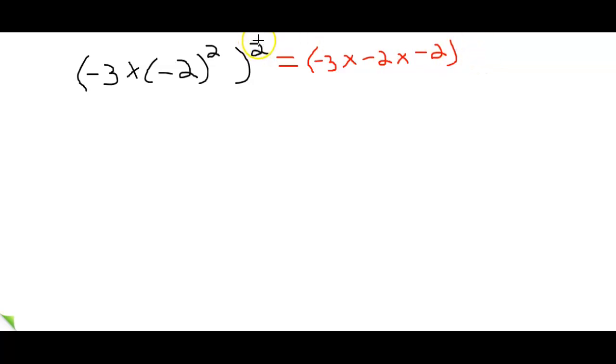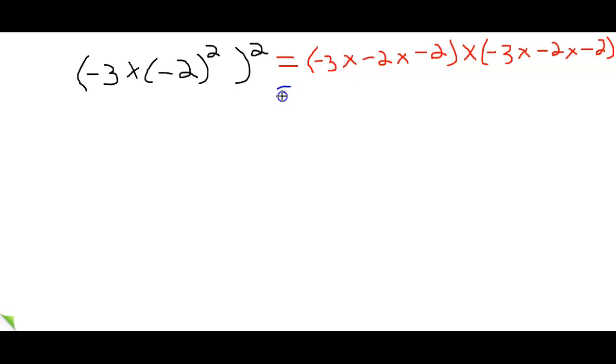Since you're squaring the entire thing, you have to multiply this bracket by itself. So times this same bracket, negative 3 multiplied by negative 2 times negative 2, because you have to square everything, which means that you have to multiply everything by itself. Good, so we're going good so far. Let me use a different color again.